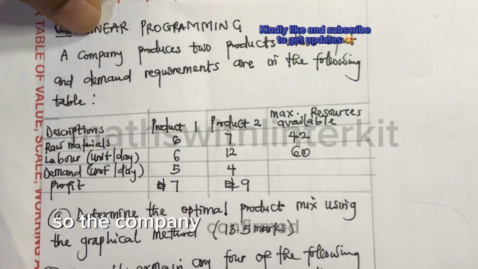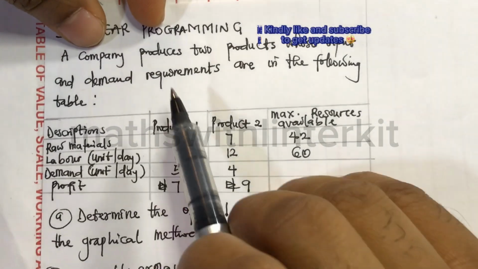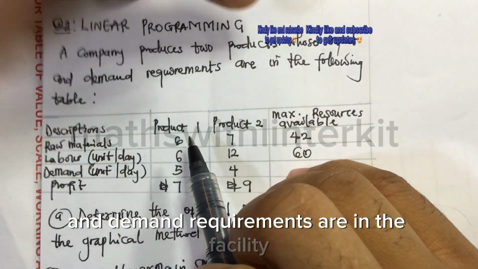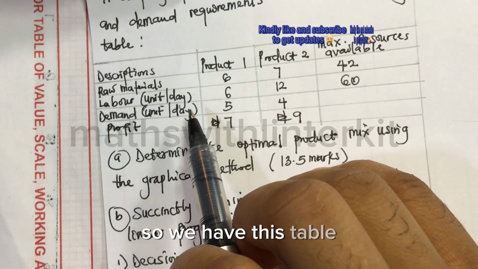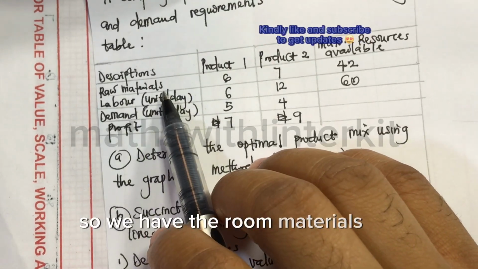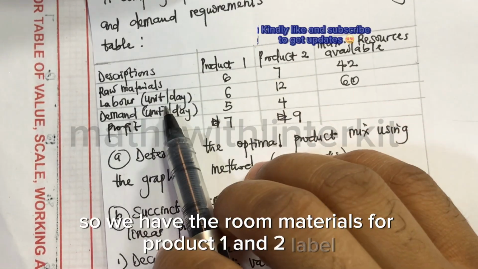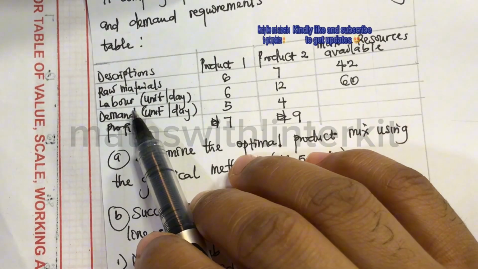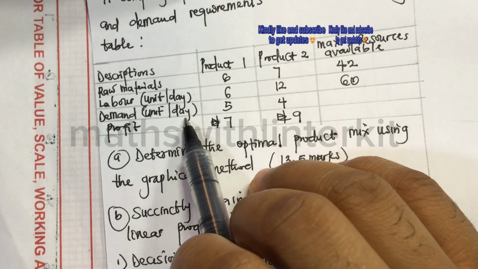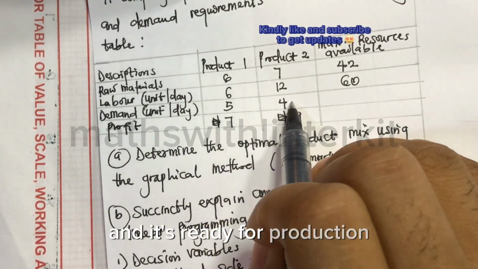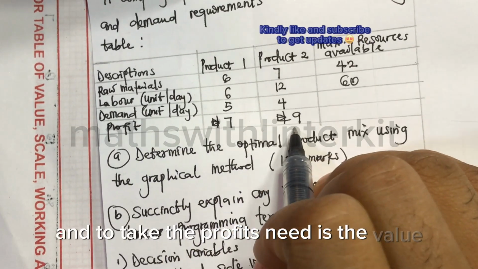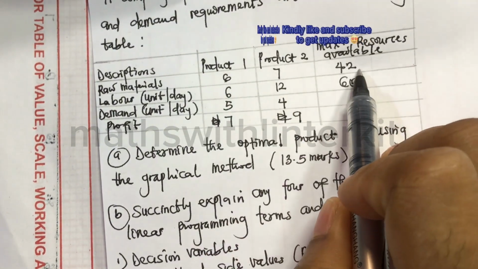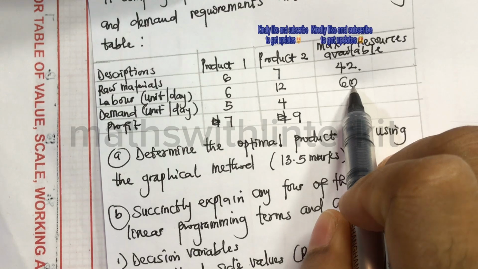So the question states, a company produces two products whose input and demand requirements are in the following table. So we have this table. We have the raw materials for product 1 and 2, labor per day, unit per day for product 1 and 2, the demand per unit per day for product 1 and 2, then the profit made is this value, and the maximum resources available for raw materials is 42, for labor is 60.